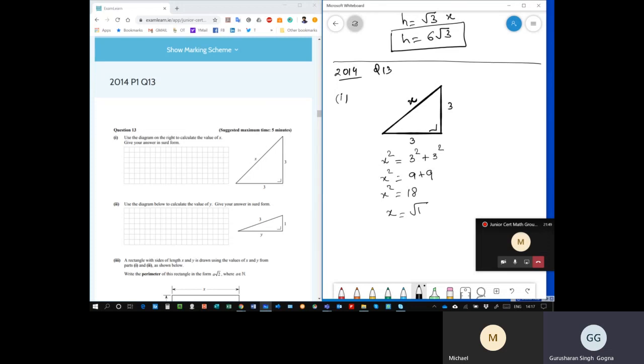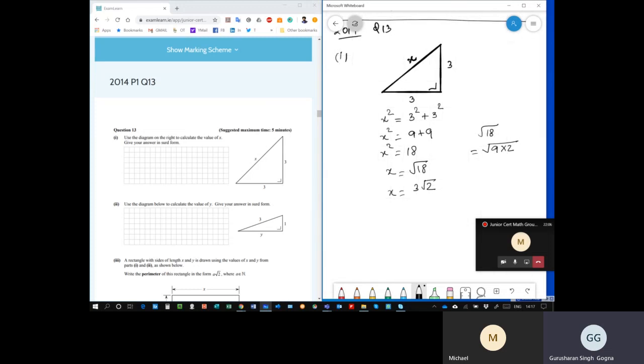X is equal to square root of 18, and if you use a calculator you can break it down into 3 root 2. How did I get 3 root 2? It's simple algebra. Root 18 can be written as 9 multiplied by 2. Why am I writing 9 multiplied by 2? Because I know that the square root of 9 is 3. So I can take the square root of 9 as 3, and you are left with root 2.